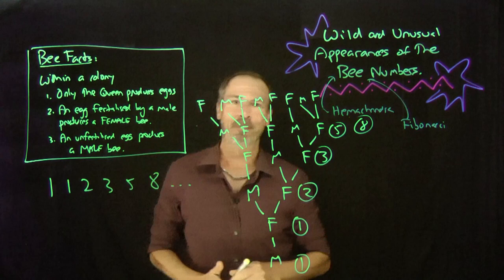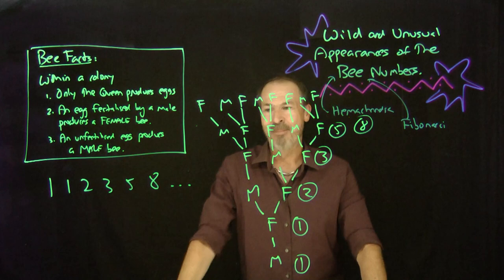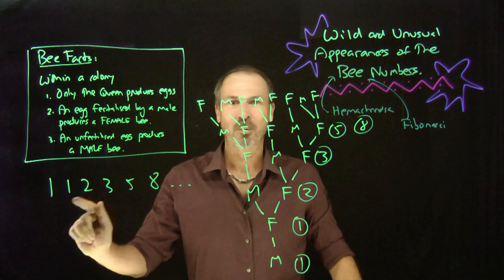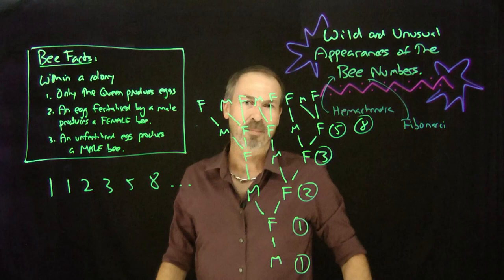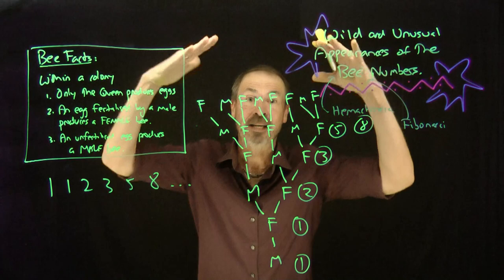And you look at the sequence and stare at it for a while, and you'll start to notice, for example, this 8 is 5 plus 3. This 5 is 3 plus 2. This 3 is 2 plus 1. This 2 is 1 plus 1. It looks like every number in the sequence is actually the sum of the two numbers just before it. Now, it could be coincidence with just the first six terms here, but if you keep going with this pattern, you'll see it always holds.